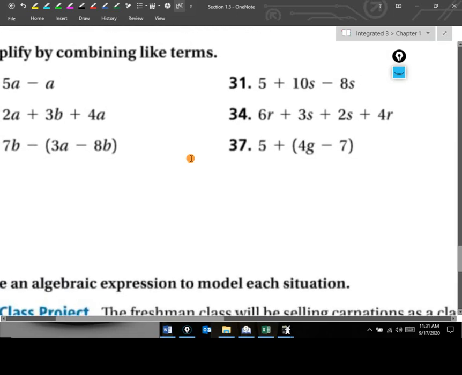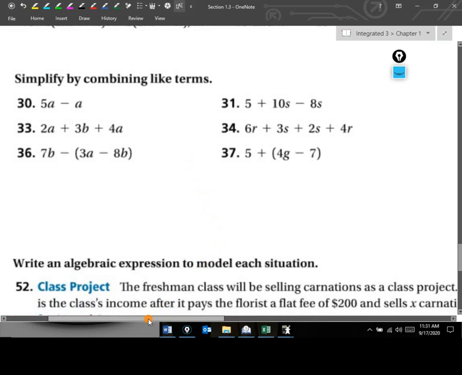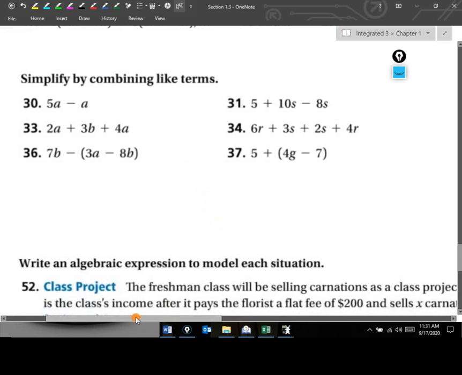We talked about like terms the other day. Like terms have to have the same variable and same exponent. So I think we saw some examples, like if I said 5xy and 7xy, those are like terms because they both have an x and they both have y, right? Now they have the same exponents, okay? The x's and y's do.